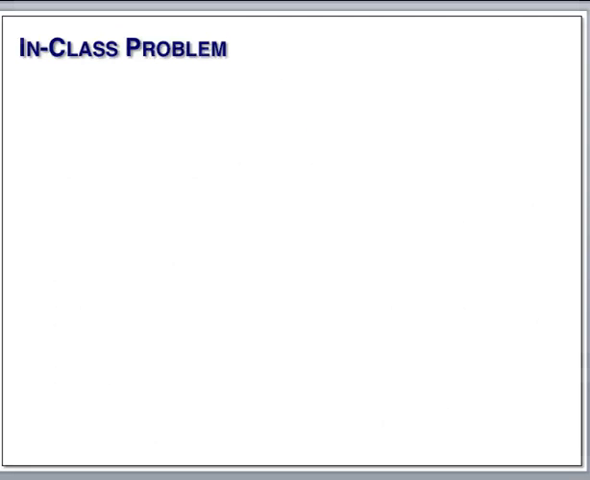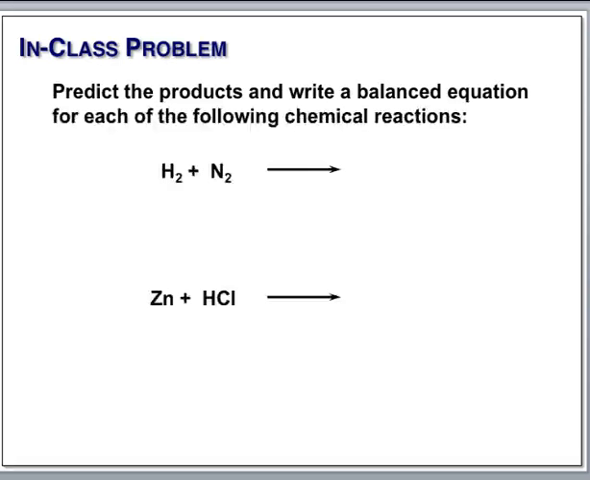All right. Let's do a couple quick predictions. What I'd like you to do here is to predict the product of these reactions and write a balanced chemical equation.